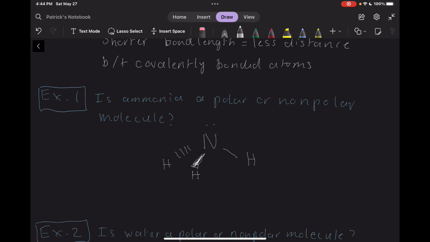To answer this question, we need to remember our two rules of thumb. Are there any lone pairs on the central atom? It looks like we have these two electrons up here. That makes one lone pair. Just from that, we can conclude that ammonia is a polar molecule, and because nitrogen is more electronegative than hydrogen, the negative partial charge would be placed on nitrogen.